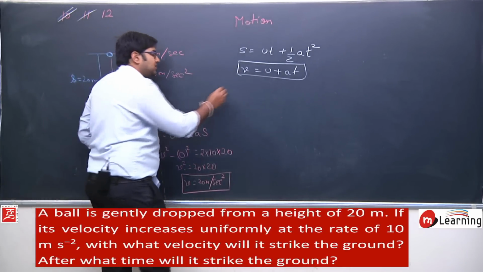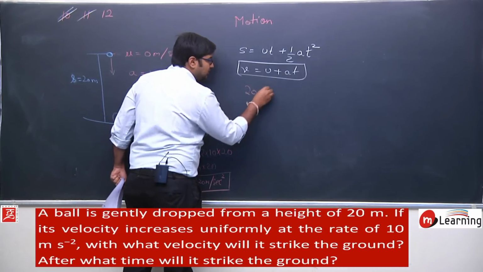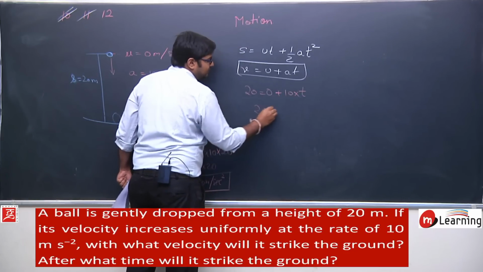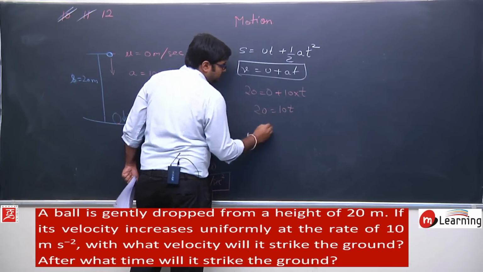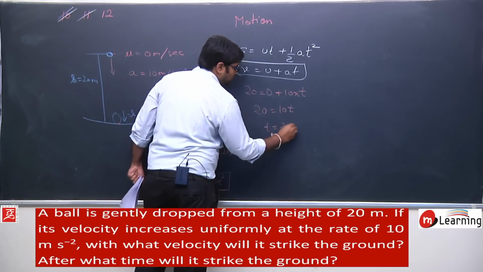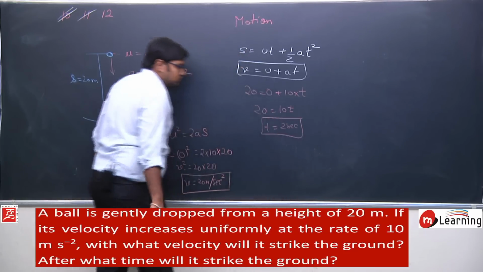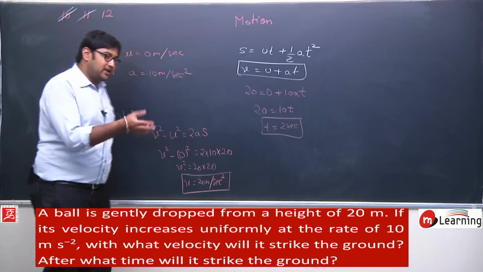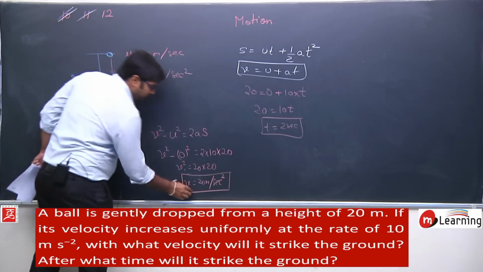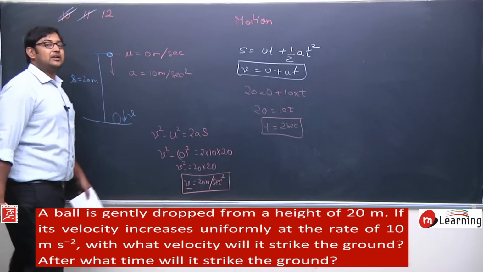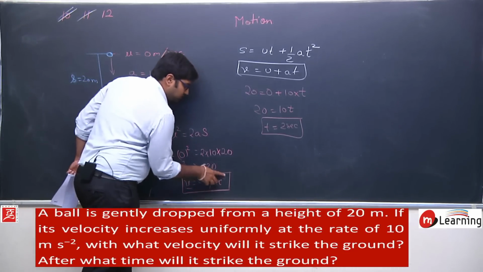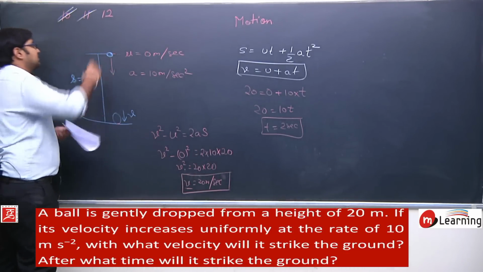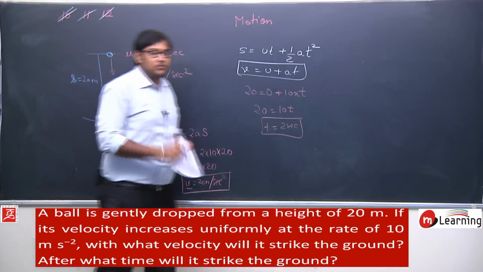So let's apply this. This is 20 is equal to 0 plus 10 into t. This is 20 is equal to 10 into t. So this gives you t is equal to 2 seconds. So this would be the time at which the ball reaches the ground, and as soon as it reaches the ground, it will attain a velocity of 20 meters per second. Sorry, not the square, just 20 meters per second. Okay, so this completes the question 12. You can note this.